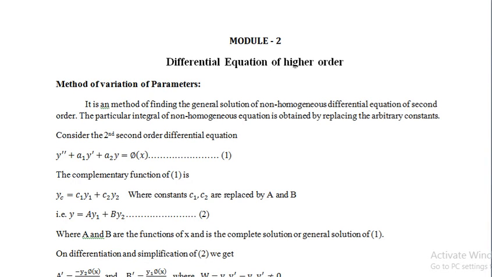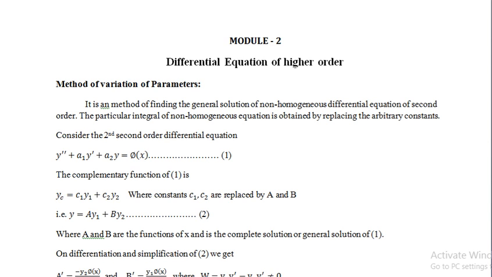Hello friends, today we are discussing the method of variation of parameters in module number 2, differential equations of higher order. Variation of parameters is a method of finding the general solution of a non-homogeneous differential equation of second order. The particular integral of the non-homogeneous equation is obtained by replacing the arbitrary constants.